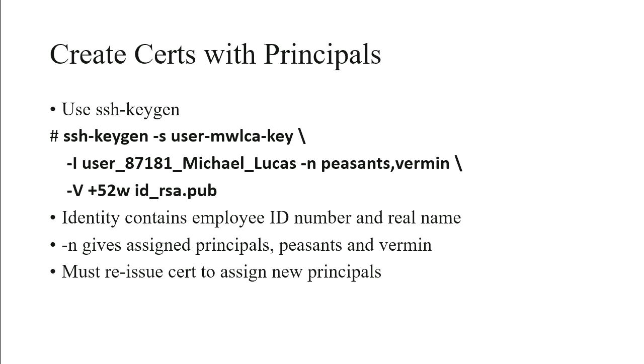So here I'm creating a cert, and since this is a huge organization that I'm condemned to work for, the identity starts with user, it has my employee ID number, it has my name. Minus n gives the principal, which is peasants and vermin. And this one is good for 52 weeks. So if someone needs me to be an additional principal, I need a new certificate.